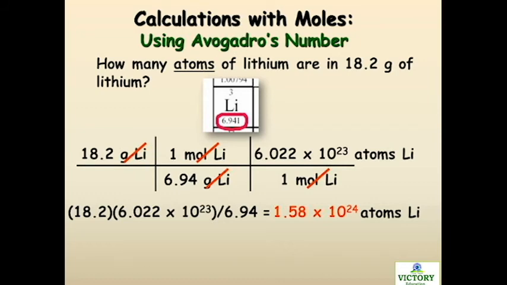The number of atoms is nothing but moles times Avogadro's number. If you calculate it, you can cancel the grams of lithium and grams of lithium, and all that remains is 8.2 times 6.022 times 10 to the power of 23 divided by 6.94. If you solve it, all that remains is 1.58 times 10 to the power of 24 atoms of lithium. So I hope this helps in calculations.